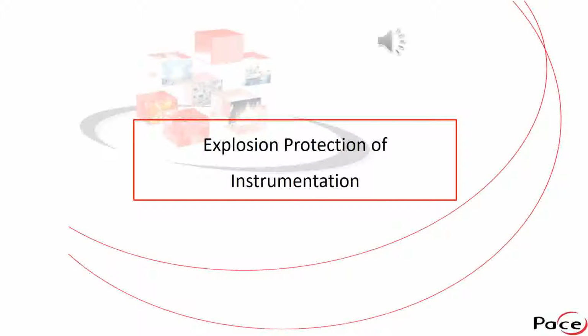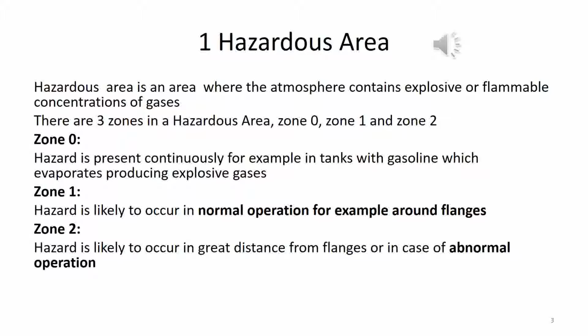Explosion protection of instrumentation. Hazardous areas. Hazardous area is an area where the atmosphere contains explosive or flammable concentrations of gases. There are 3 zones in a hazardous area: Zone 0, Zone 1, and Zone 2.